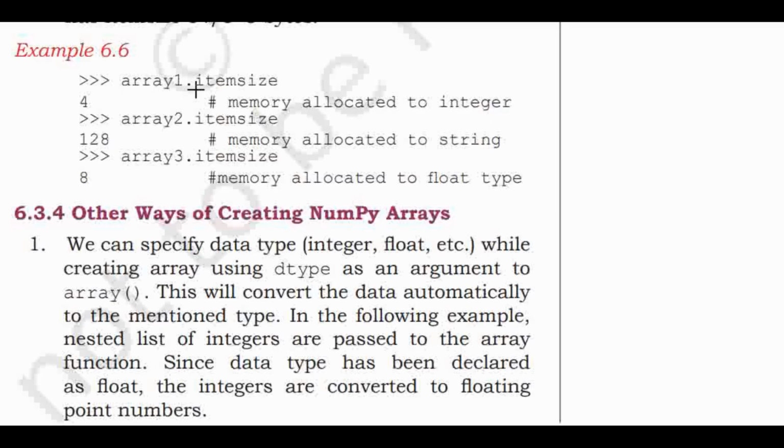Array 1 dot item size 4, memory allocated to integer. Array 2 dot item size has memory allocated to string. Array 3 dot item size, memory allocated to float type.